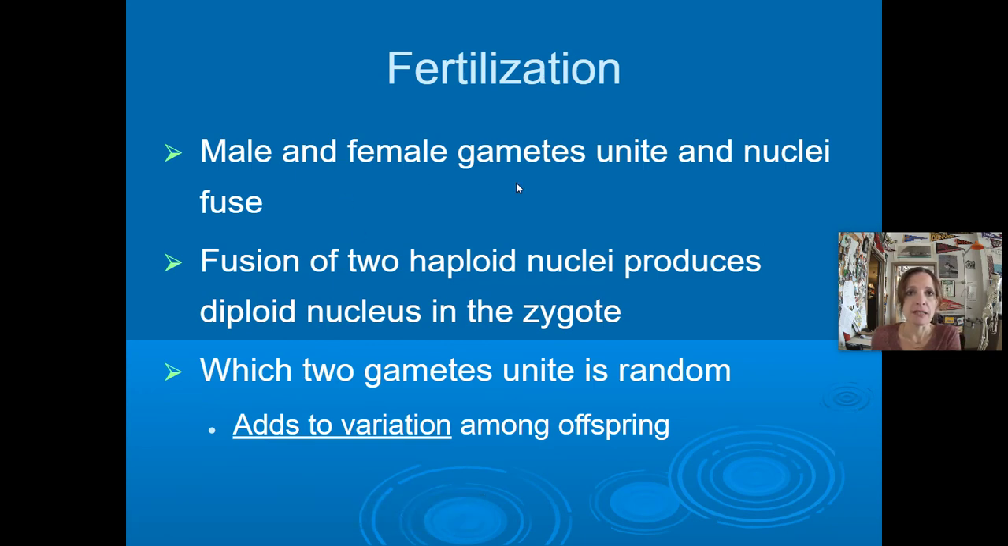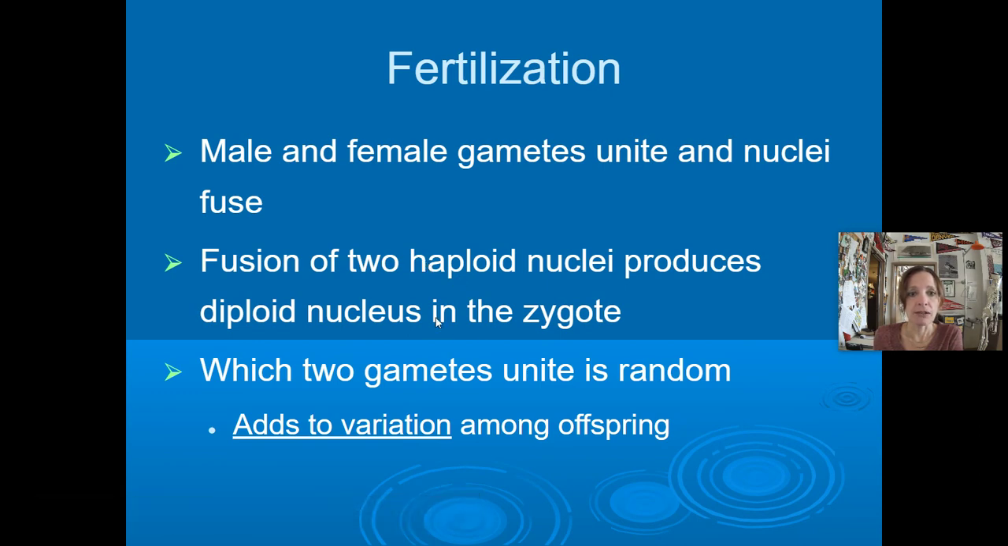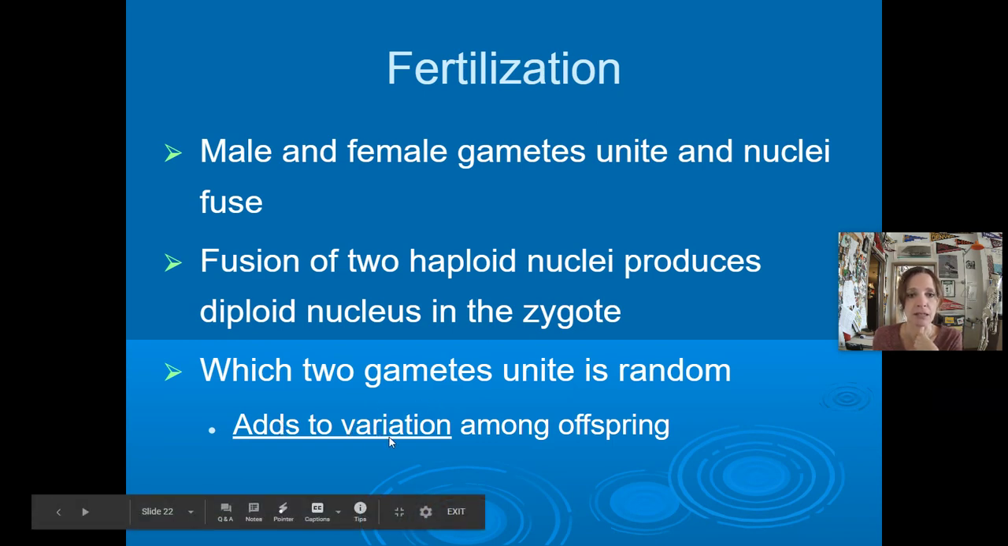Okay, and the last thing that makes more genetic variation in sexual reproduction is fertilization. So the male and female gametes come together and make one nucleus, and it's totally random which gametes are going to come together, and that adds to variation. And when those two haploid nuclei come together, so you get N plus N and you get a 2N, that's what a zygote is called.